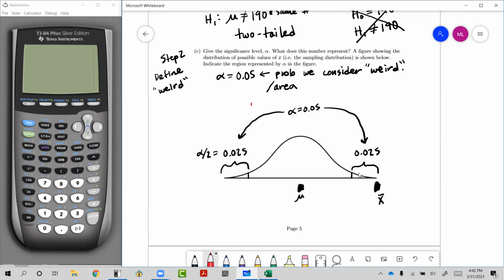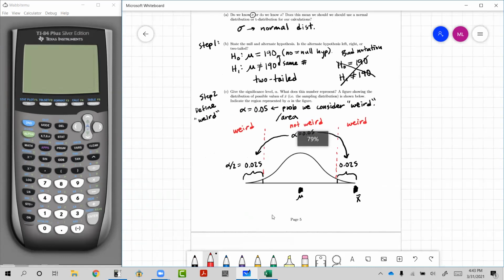If you want to think about it, we can almost put a dividing line here. This is the not weird region in the middle. If results fall in here, they're close to the average value that we expected to see. But if they fall out in these tails, that's where we consider our result weird. They're very far from the average we were expecting. So here's our picture. We'll come back to this picture in a minute.